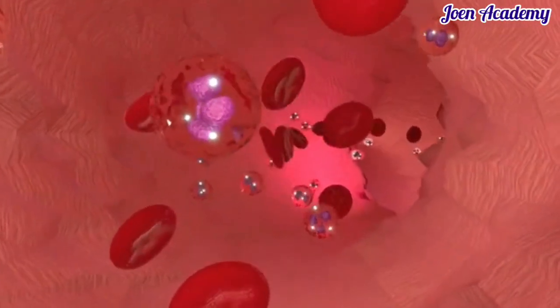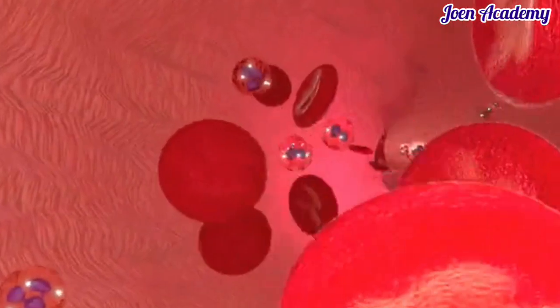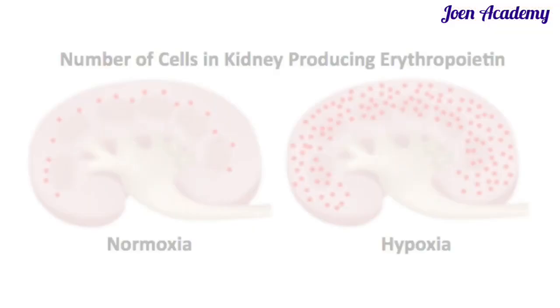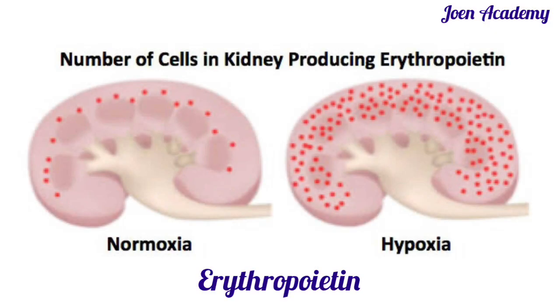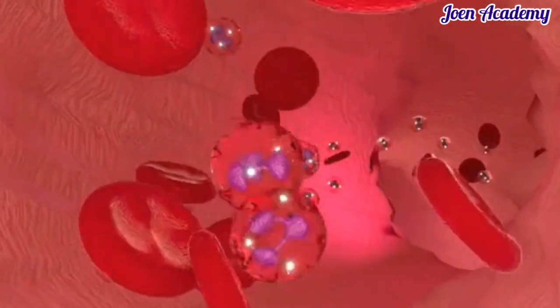In secondary polycythemia, there are some pathological conditions that cause hypoxia, that is, decrease in oxygen level in body tissues. Hypoxia then stimulates the kidney to release erythropoietin. Erythropoietin is an important hormone for erythropoiesis. It stimulates the bone marrow, resulting in increased red blood cell count.